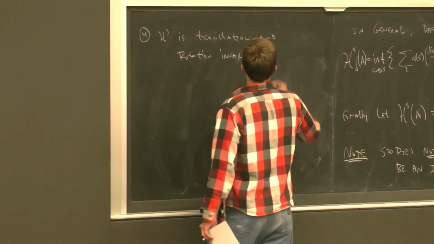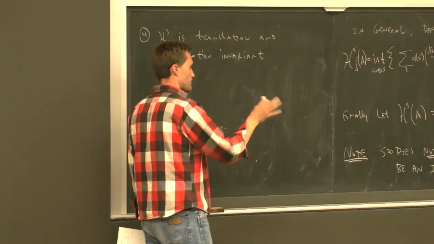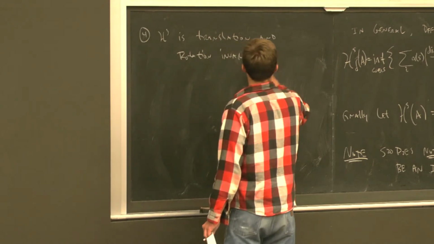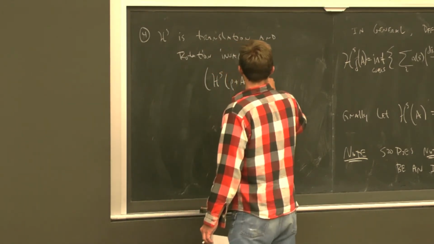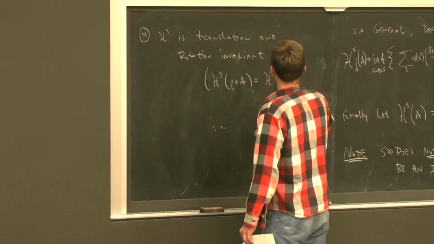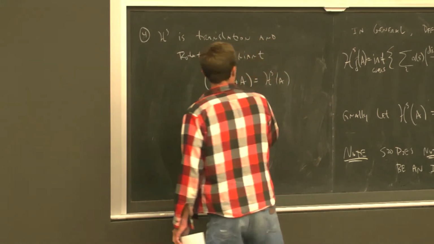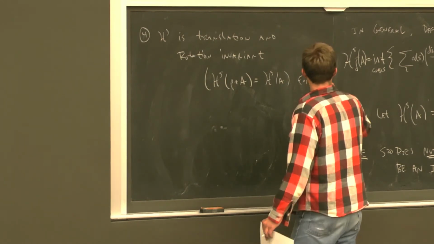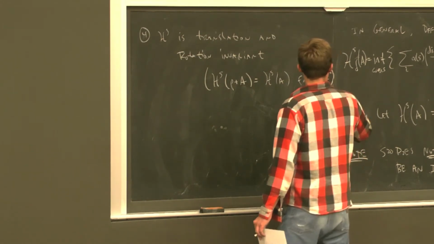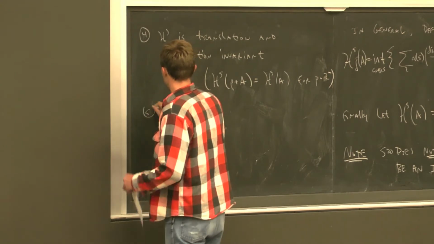So if you take a set and you move it, or you take a set and rotate it, it won't change the measure. Right? So HS of P plus A equals HS of A for P in Rn. And same thing with rotation. Right? And then 5.